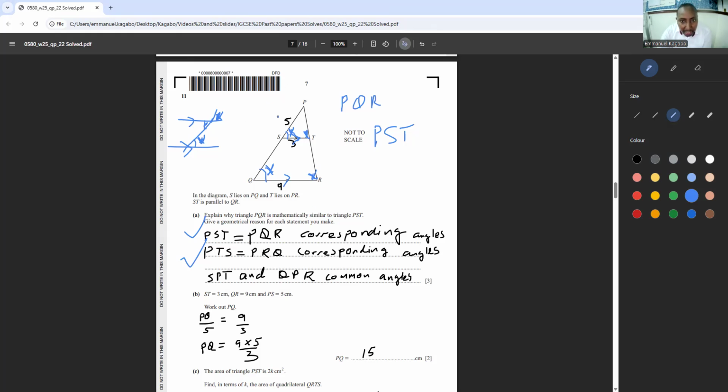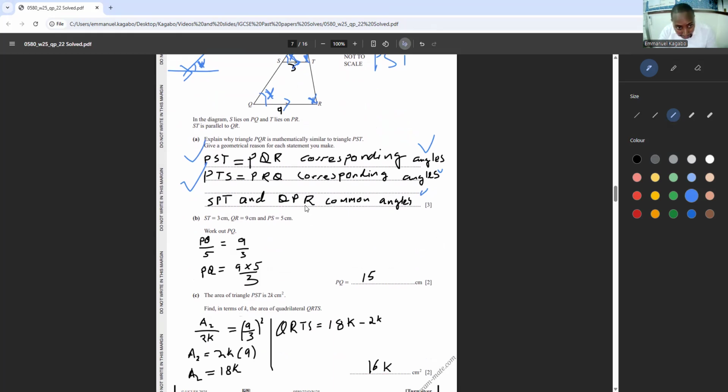Very good. The third one, this angle here, angle P, is shared by the two triangles, triangle PQR and triangle PST. It is shared by both triangles. So basically, all angles are equal. That's why this triangle and this one are similar. I hope you have understood that. Here we go. Very good.